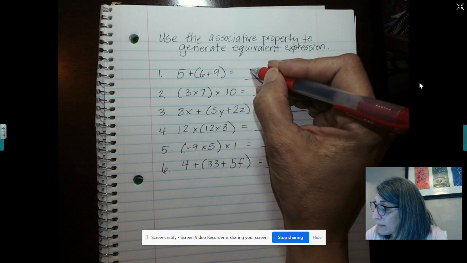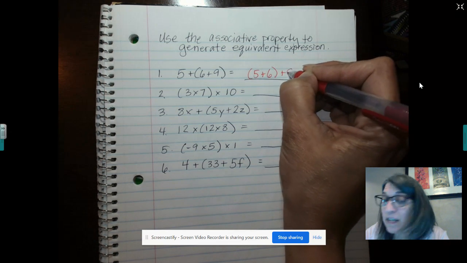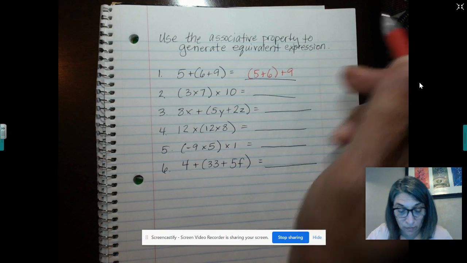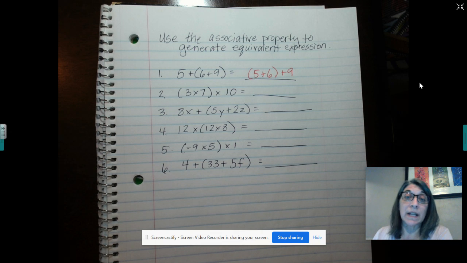So I could rewrite this as 5 plus 6 plus 9. Pay attention to some are addition and some are multiplication. Don't get yourself all messed up there. Okay, so hit pause, solve the rest of these, and when you're done, come back. Okay, so you hit unpause, so I'm assuming you're done.